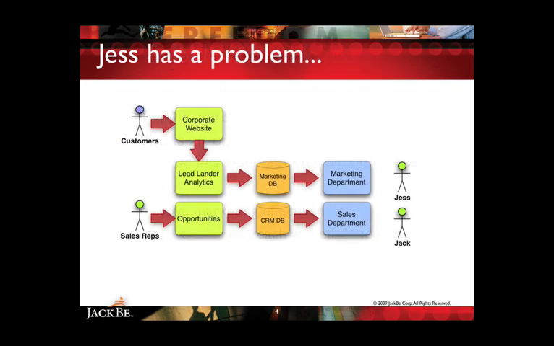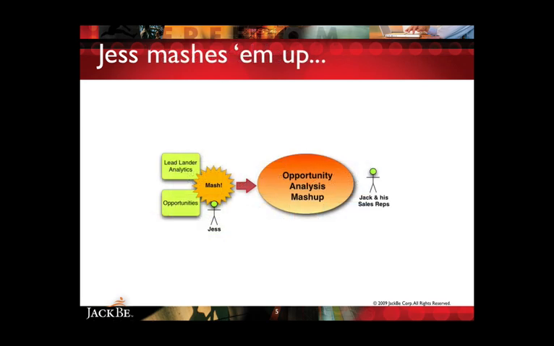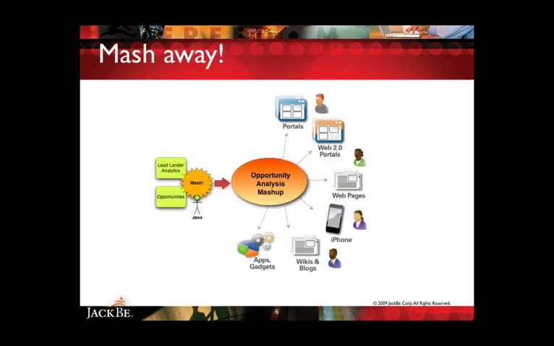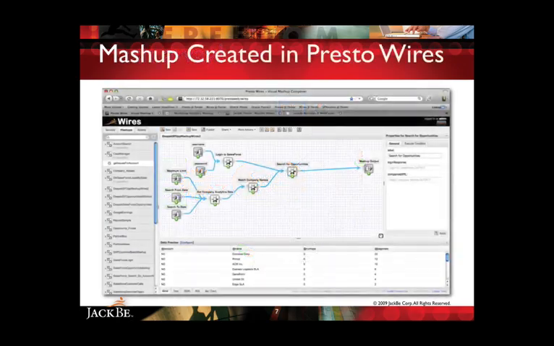The problem today is that the data for these two types of information is in different formats and comes from different places. The corporate website produces the analytics that go to our marketing folks, and the sales folks use the CRM system in Salesforce. So what Jess figured out was that if we could mash the information from the analytics site and combine it with the opportunities coming out of Salesforce, we can provide an opportunity analysis mashup to improve the effectiveness of sales and marketing.